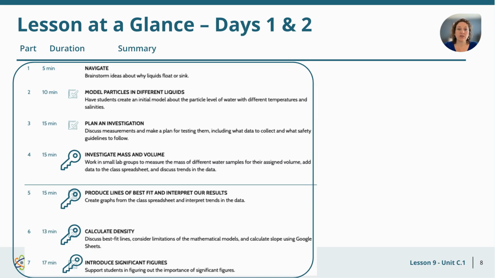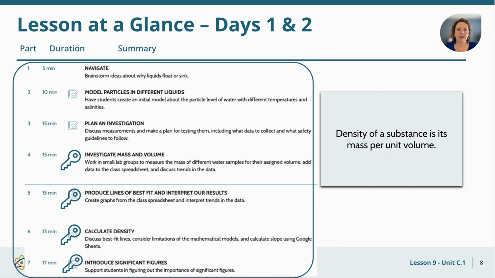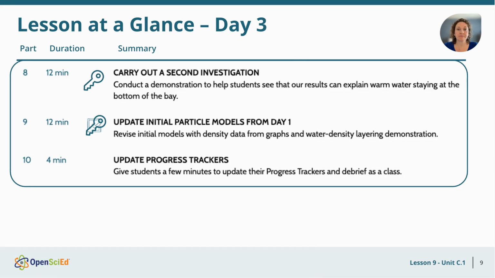Then you create graphs of the class data with lines of best fit, which you will use to calculate density. We figure out that the density of a substance is its mass per unit volume, or the slope of the best fit line. You'll also have a chance to discuss significant figures here as well. And we wonder what we could do next to figure out if density differences we calculated actually explain why the warm salt water is on the bottom of the bay.